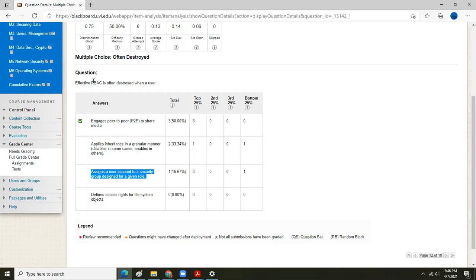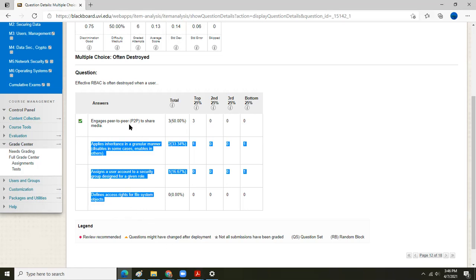The question reads, effective RBAC is destroyed when a user does what? Well, if you do this, you undo all the rest. So these are the things you do to work it correctly. And that's why they're not good answer choices, because that's what you do to practice effective RBAC. You're not destroying it, you're reinforcing it. You're practicing it when you do these three things, okay?